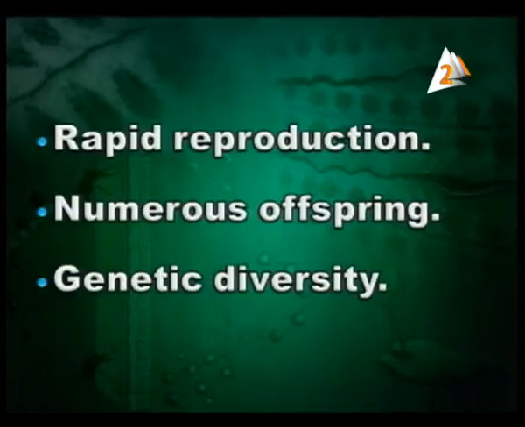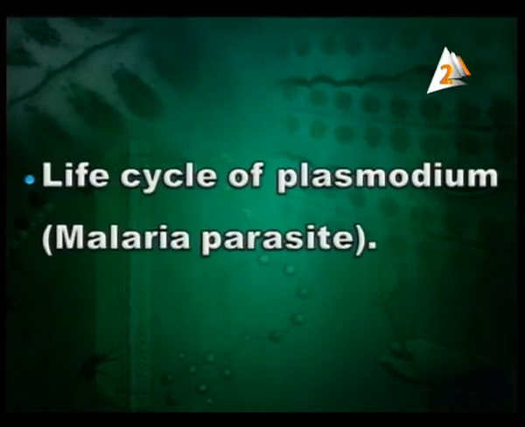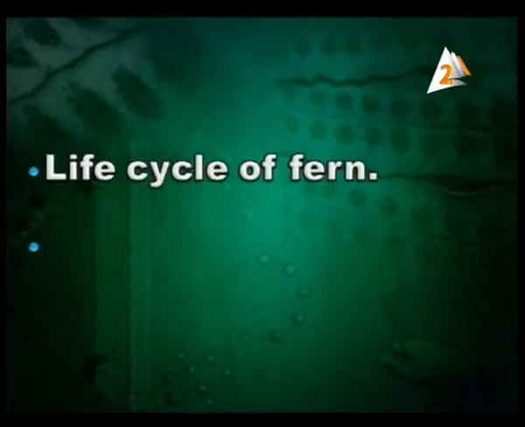And these adaptations make them live very well in their environment. There are so many examples of these types of reproduction, but we are going to concern ourselves with three of them: the life cycle of Plasmodium malaria, a type of disease which is widely spread in Africa; also the life cycle of fern and the life cycle of Bilharzia.